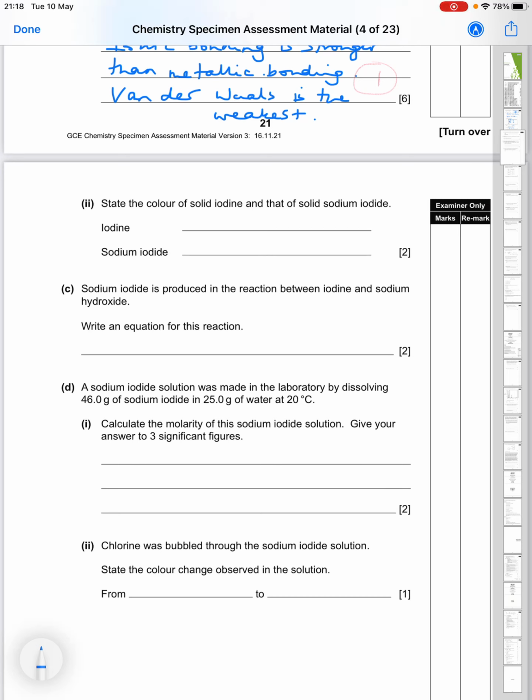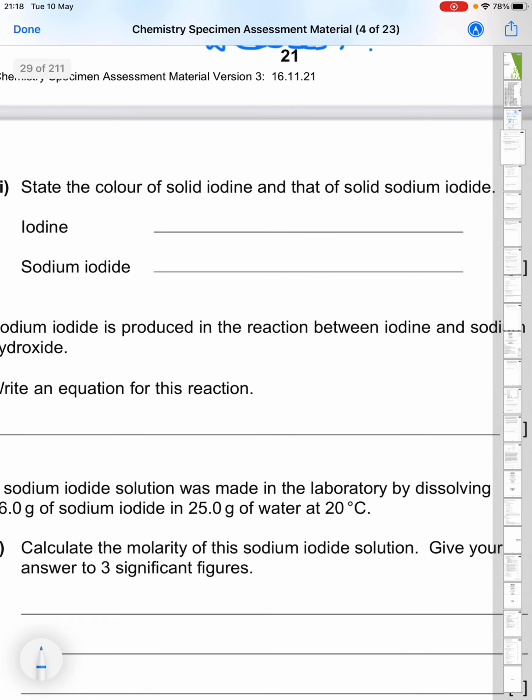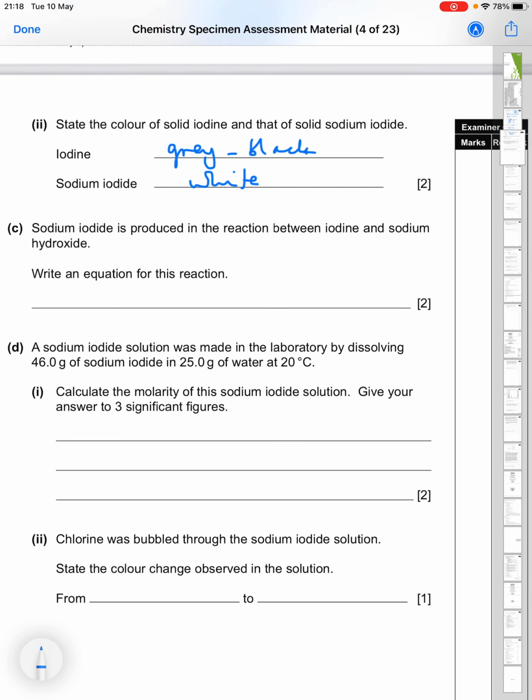Right, state the colour of solid iodine and that of solid sodium iodide. So iodine, the acceptable colour is grey-black, and sodium iodide is white.